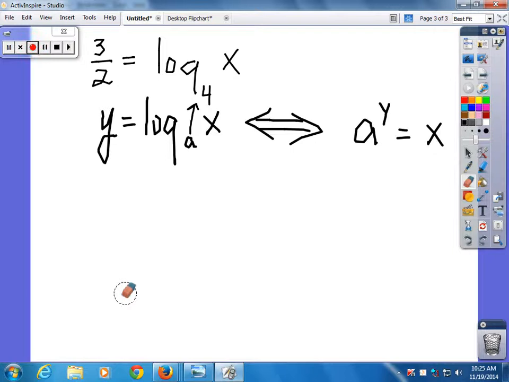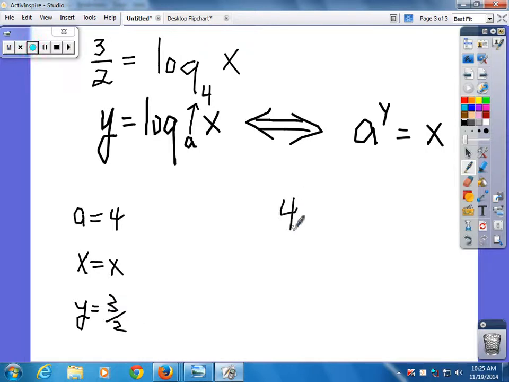All right, so let's write down everything. Read from left to right if you want to, or start alphabetically. A. A is equal to what? 4. X comes next. X is equal to X. And Y is equal to what? Plug and chug. So 4 to the 3/2 is equal to X.